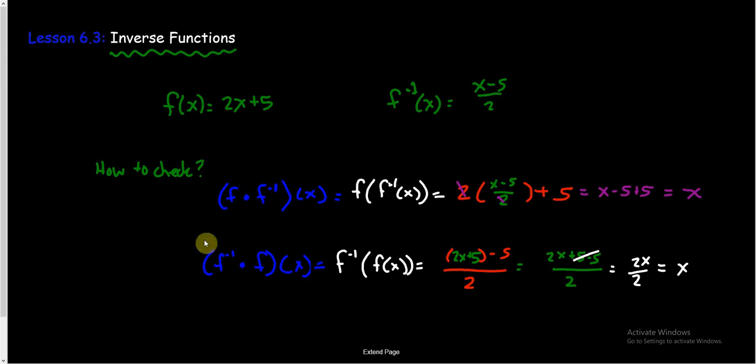So this time, no matter what order I did it in, all I got back was x. All of the plus 5s and minus 5s and times 2s and divided by 2s, they all kind of got rid of each other, undid each other, and I got x back.